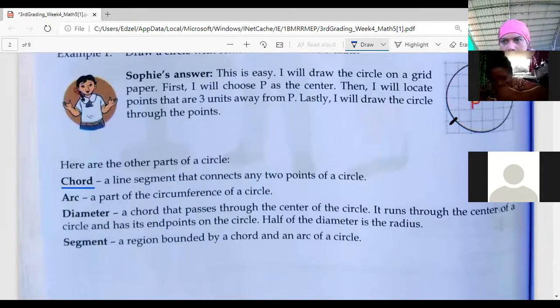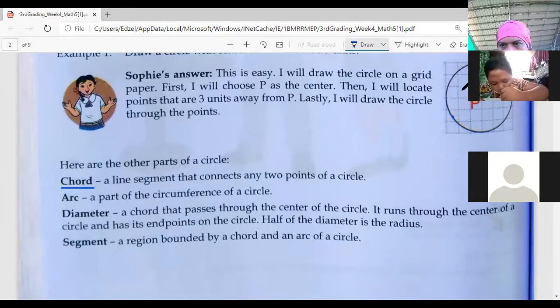If we get a point from here, then from here another point, then using a ruler or straight edge, we connect them. This is an example of a chord. It's a segment connecting 2 points on the circle. All right. That's the first part of the circle.